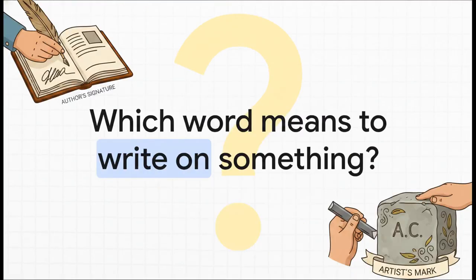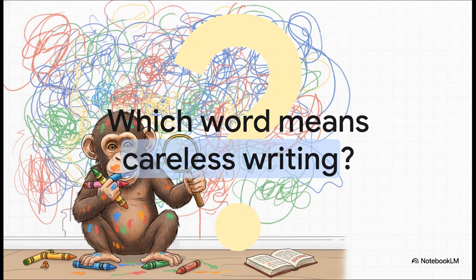Here is your fourth question. Which word means to write on a surface? Think of an author signing a book for you, or an artist carving their name right into a stone sculpture. You write in or on it. The answer is Inscribe.